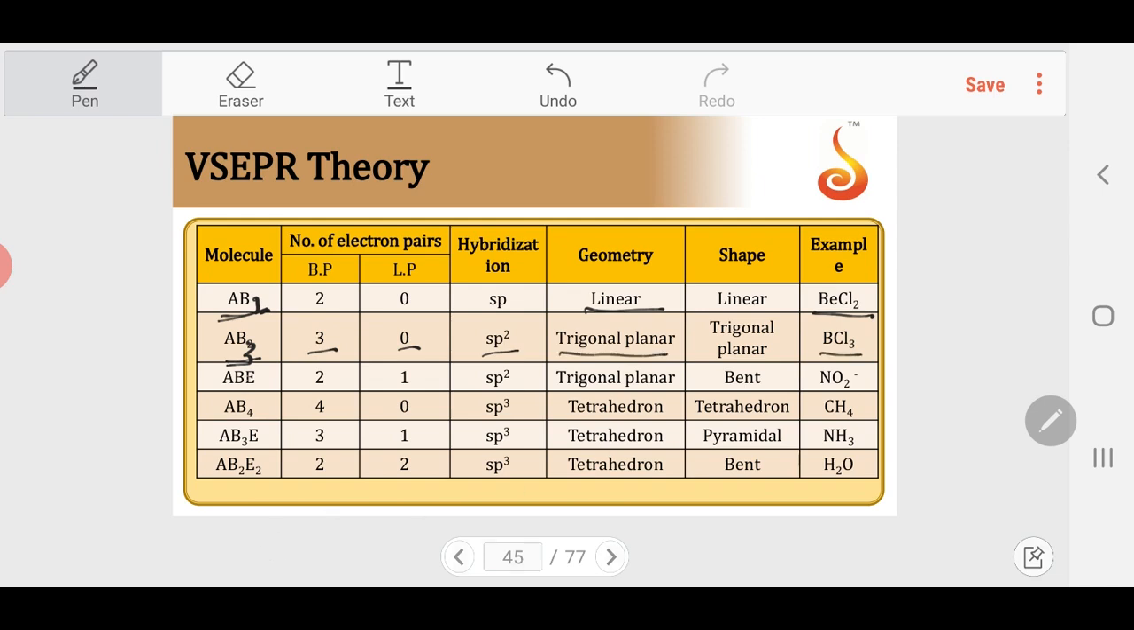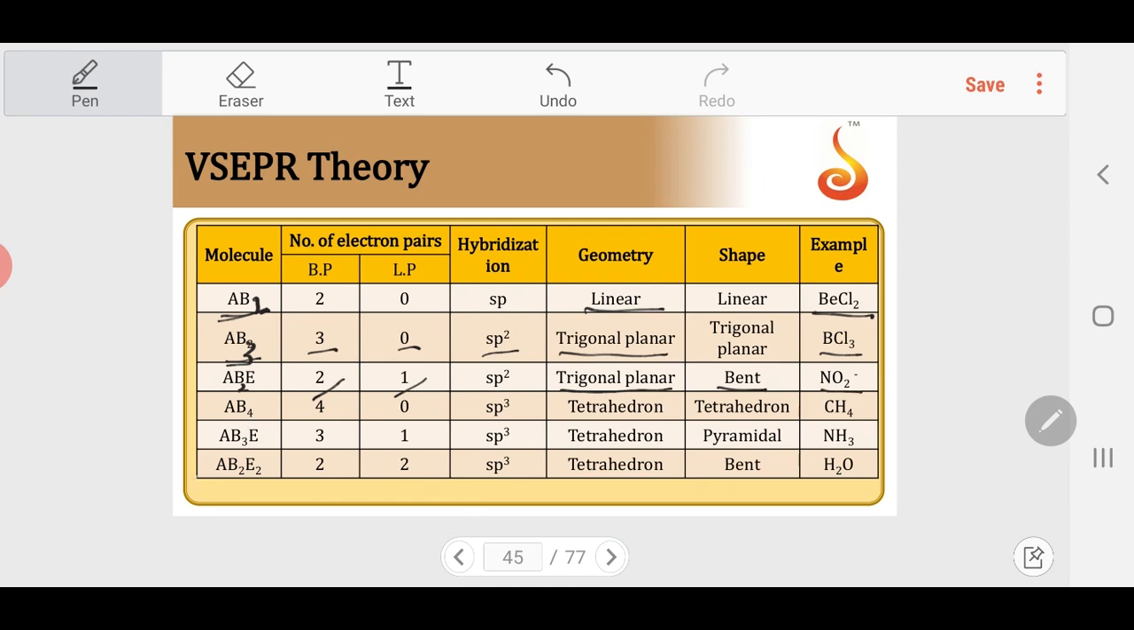In one of the electron pairs can be a lone pair, so AB2E it is, not ABE, AB2E. So it's going to be 2 bond pair and 1 lone pair. The geometry is always the same as hybridization, but the shape can be different because a lone pair cannot be identified in the shape of the molecule. So the geometry is still trigonal planar, but because one of the three pairs is a lone pair and becomes invisible, it becomes bent. NO2 minus is the example for this.